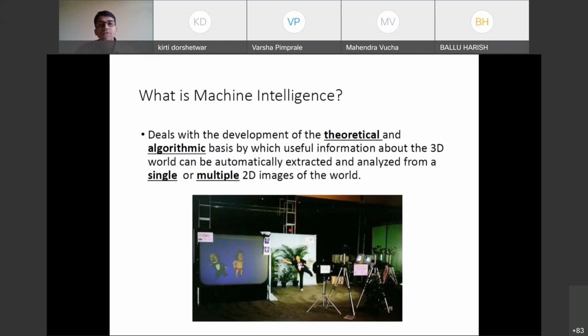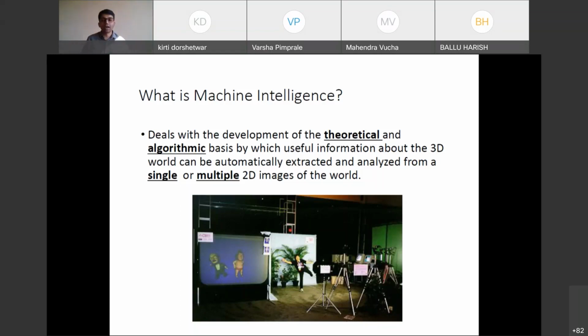Machine intelligence deals with the development of theoretical and algorithmic basis by which useful information about the 3D world can be automatically extracted and analyzed from a single or multiple 2D images of the world. For my talk, I'm restricting machine intelligence specifically to images, 2D or 3D data, and not 1D data, because we can apply the same thing to ECG signals and EEG signals, which are comprised of 1D signals. Being in the field of research in image processing, I'll stick to the image data only.